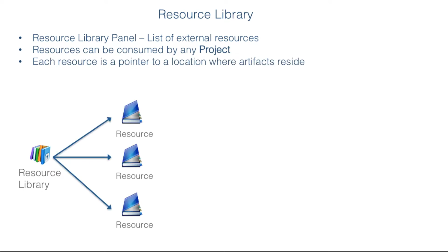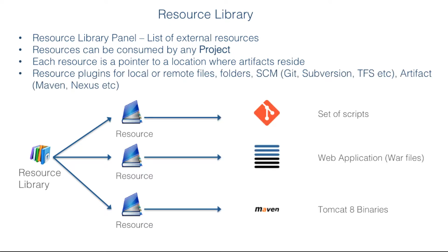And each resource is a pointer to a location where the artifacts reside. Now those artifacts could reside locally in a local file system or a local folder, or could be remote file systems or folders, could be in an SCM repository such as Git, Subversion, TFS, etc., or an artifact repository such as Maven or Nexus or Artifactory, for example.